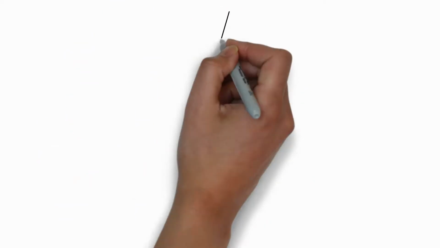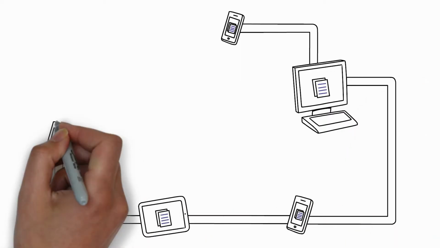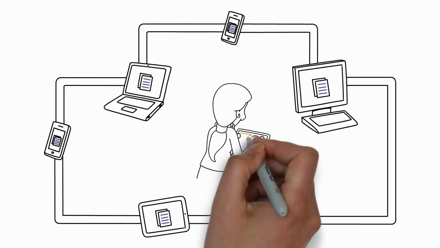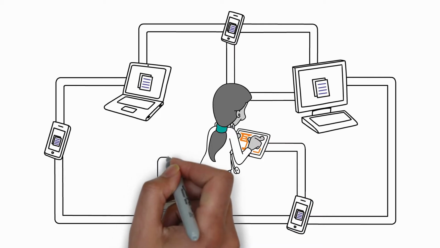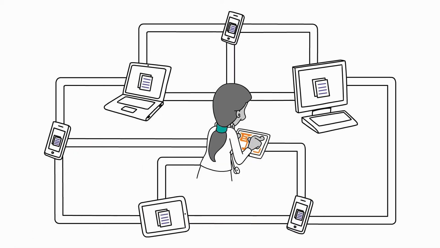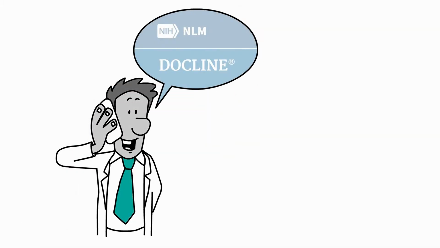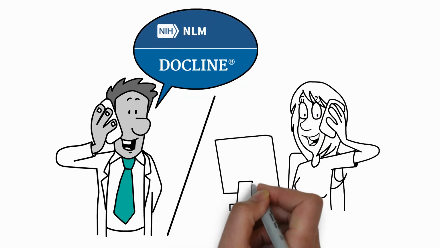With DocLine, your library can easily, quickly, and conveniently access resources through a collaborative affiliation with partner libraries. Even if you have minimal technology and resources, your library can leverage DocLine's efficient electronic delivery of articles and documents to get the information to you. DocLine is easy to learn, so ask your librarian about DocLine and get the information you need when you need it if your medical library doesn't have it.